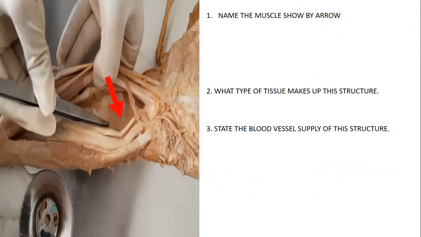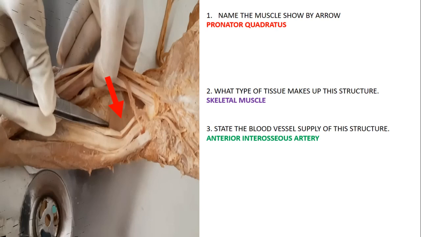Name the structure shown by the arrow. The structure shown by the arrow is a muscle known as the pronator quadratus. What type of tissue makes up this structure? You know muscles, this type of muscle is made up of skeletal muscle. State the blood vessel supply of this structure. This structure is simply supplied by the anterior interosseous artery. Let's quickly move on and look at the next part.